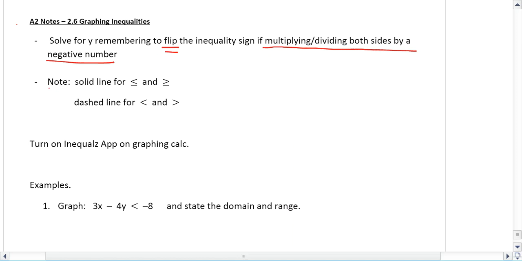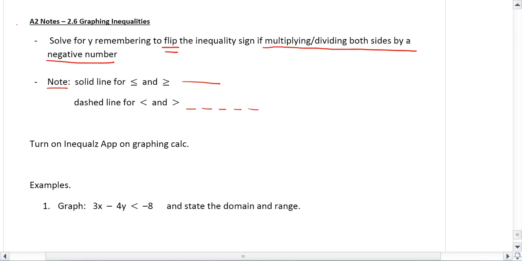The other thing to make note of, just related to an open circle and closed circle on a number line: when we graph the line, it will be solid if it includes the line, less than or equal to and greater than or equal to, so that's a solid line. And the graph will be a dashed line if it does not include the line, with a less than sign or greater than sign.